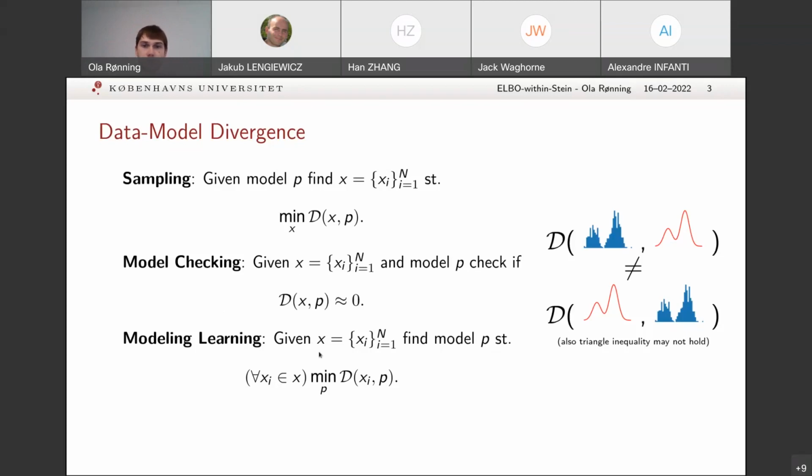So you're given a data set and you want to find a model which models this data set as well as we can with respect to this discrepancy. And just to note, discrepancies don't necessarily commute, and the triangle inequality may not hold. Which is why I think of it as the squared distance, which is maybe a bit of a vague notion.